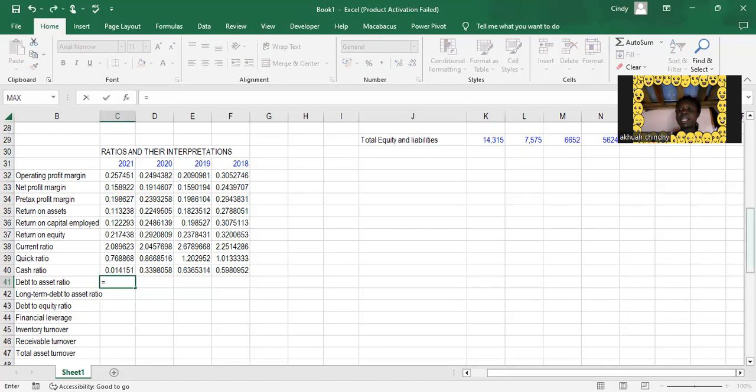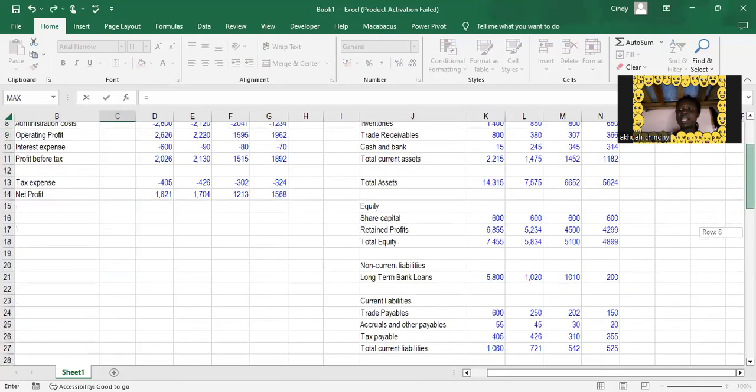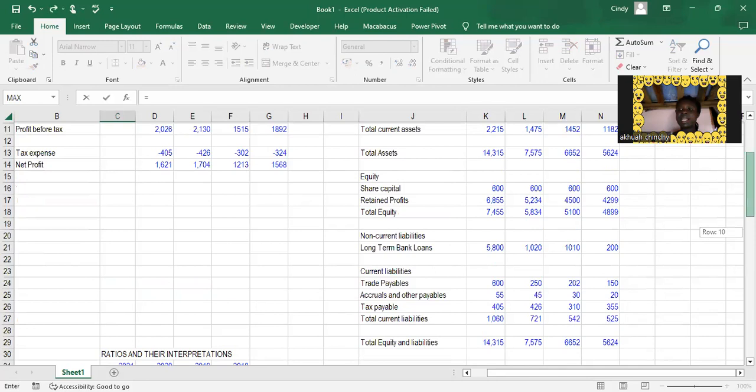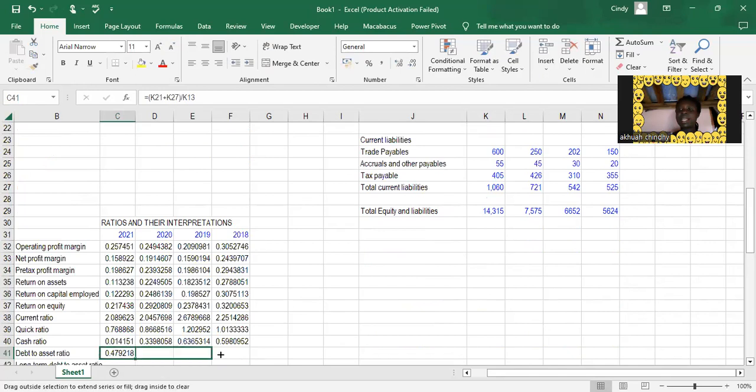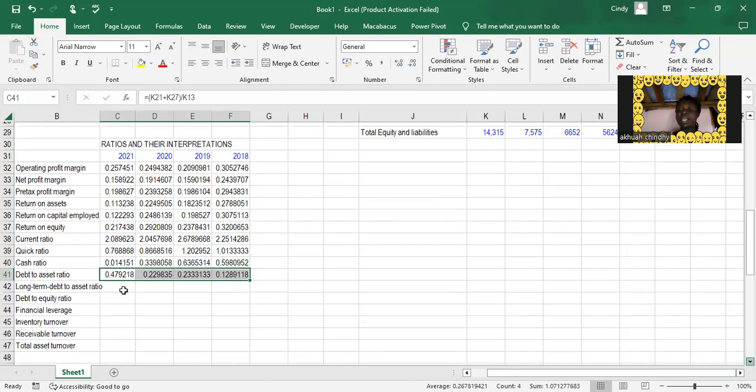So if you go to your balance sheet, you pick your total debt. So total debt here will be our long-term liabilities plus our current liabilities. Then we divide by our total assets because it was debt to asset ratio. Then you press enter. Then we move it across.